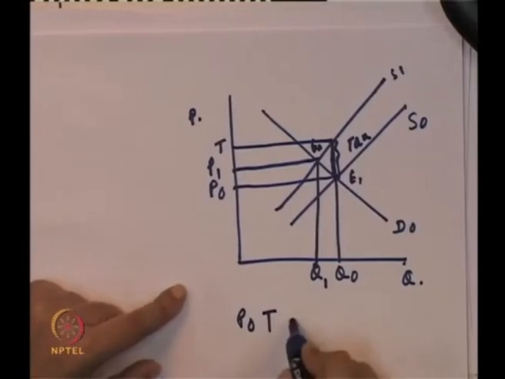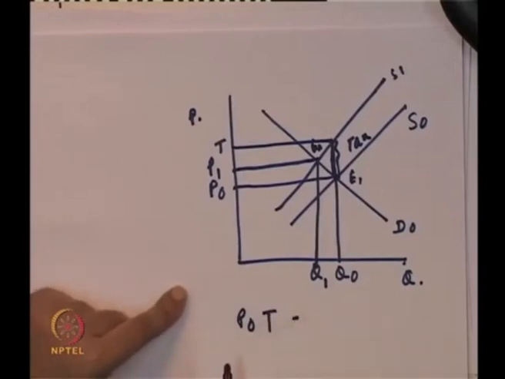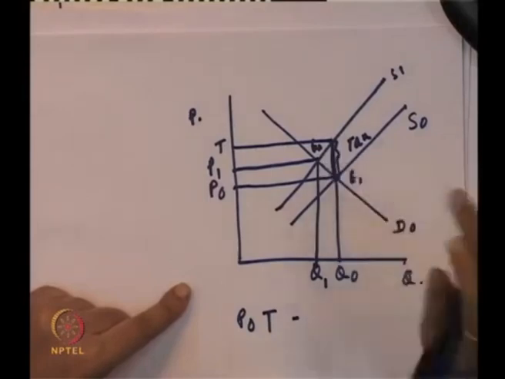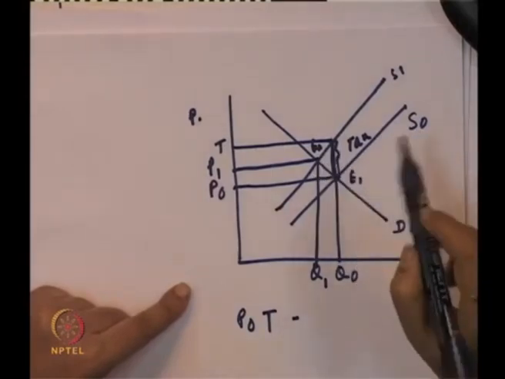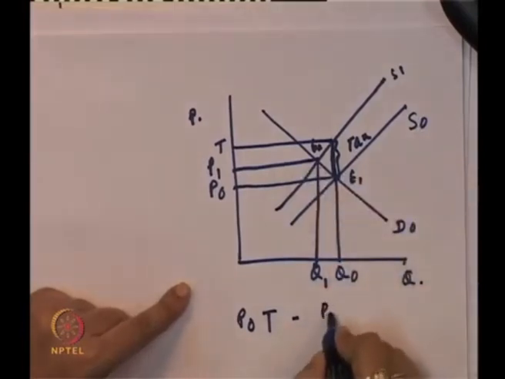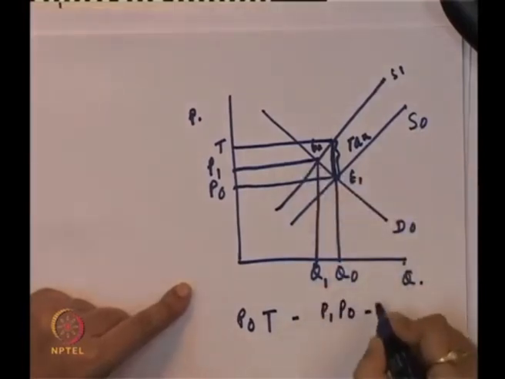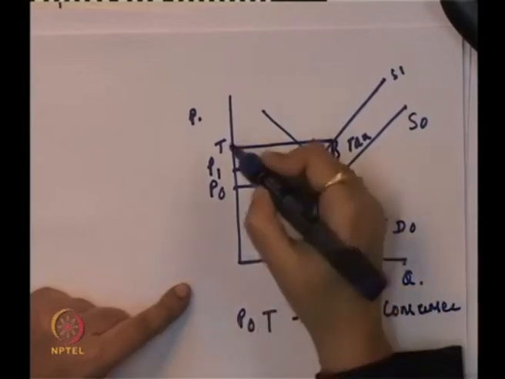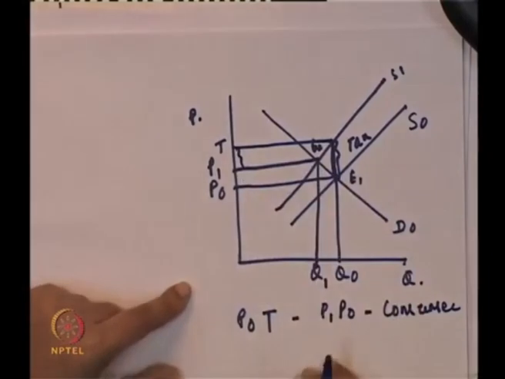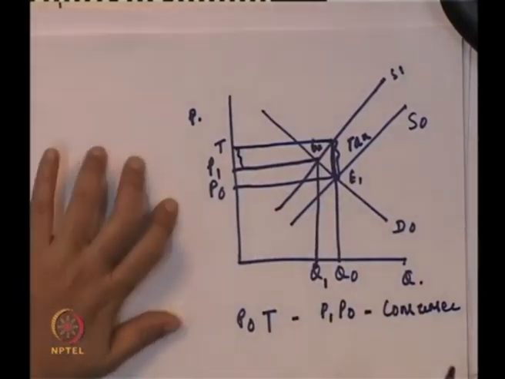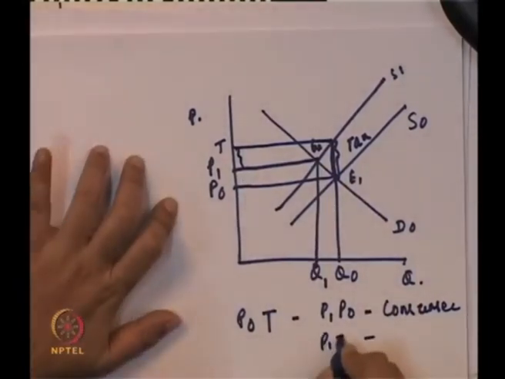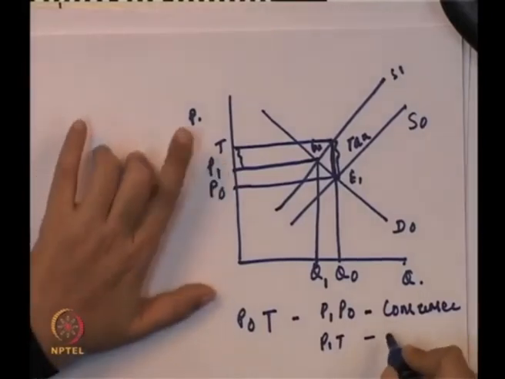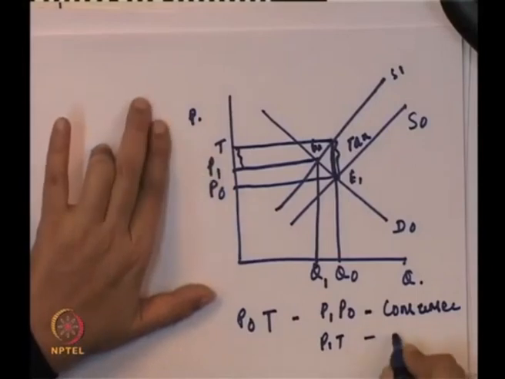Now, this P0T, who is paying how much of this P0T? Due to the change in the supply, the producer has increased the price from P0 to P1. So, this P0 to P1 is paid by the consumer in terms of the increase in the price, and the rest of the amount of tax, that is P1 to T, has to be paid by the supplier, because this part of the tax is not being covered by the increase in the price.